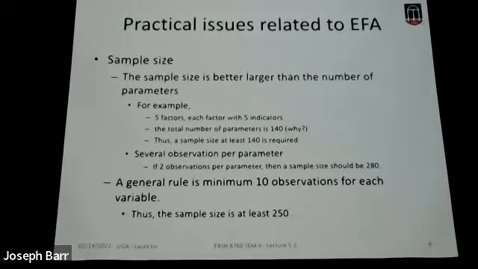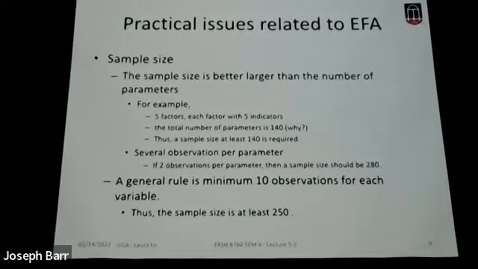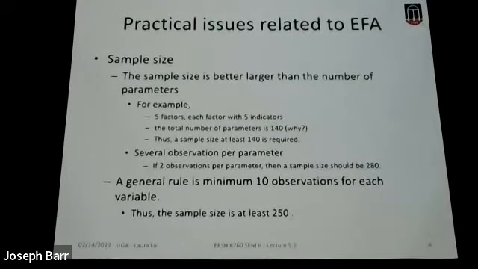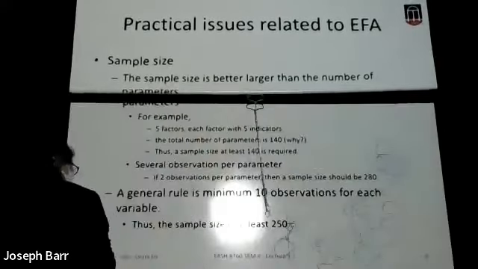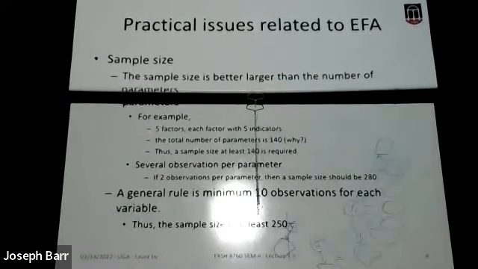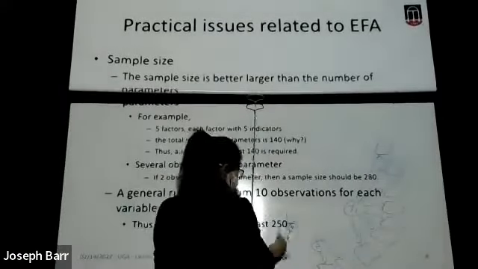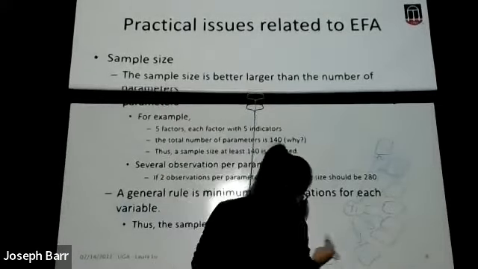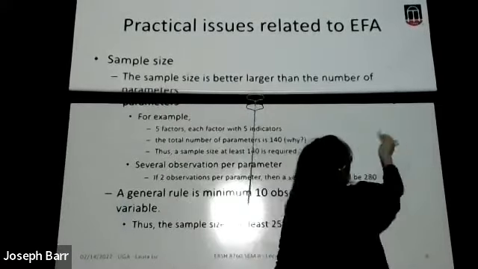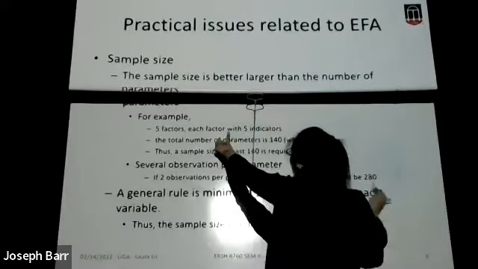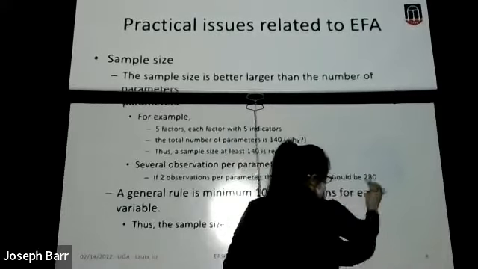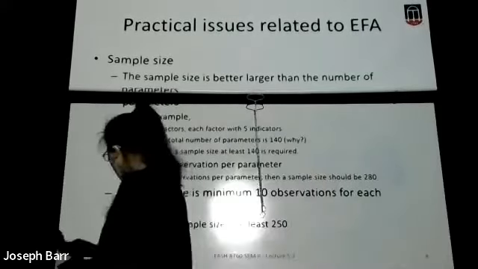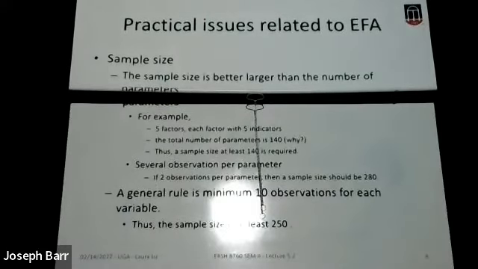Okay, now let's look at sample size. One rule is that the sample size should be larger than the number of parameters. So let's look at this case. Suppose we have 5 factors. Let's do the calculation here and try to figure out the sample size if you have a similar factor structure like this. If you have 5 factors, each factor with 5 items, that's good. Each factor has 5 items, 5 indicators, and you have 5 factors.